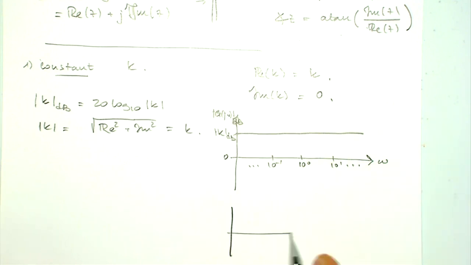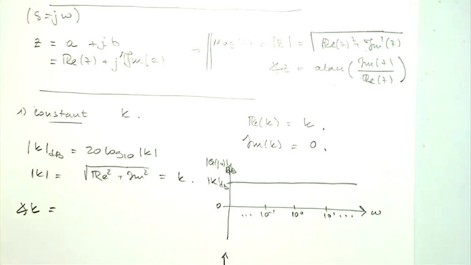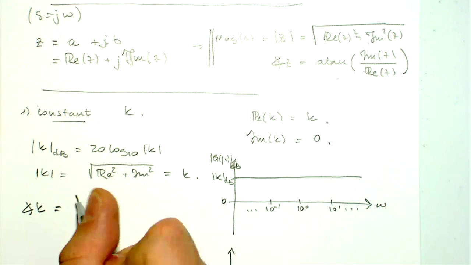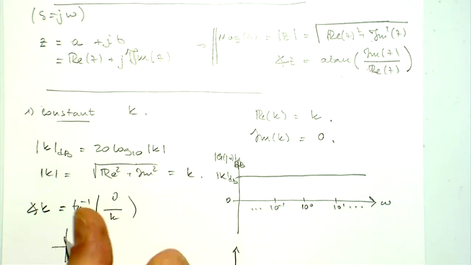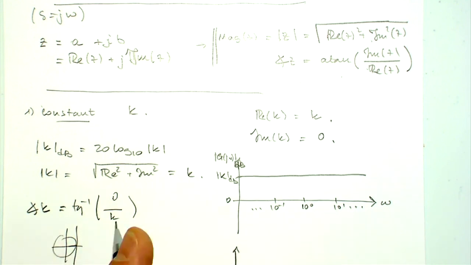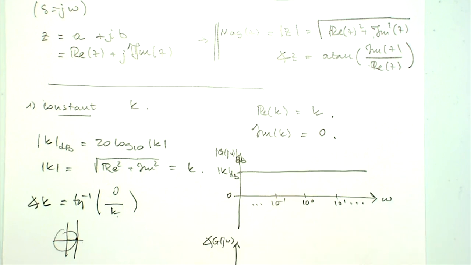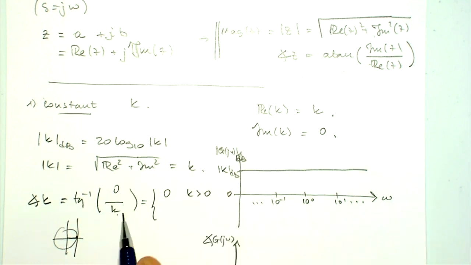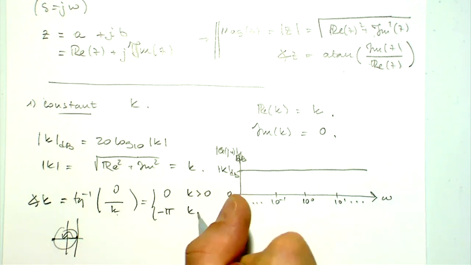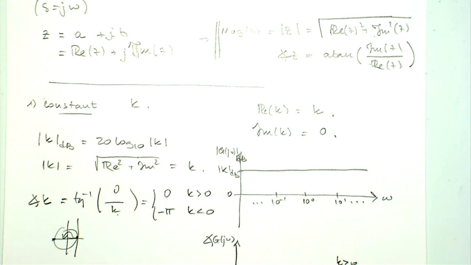Let's look at the phase. The phase of k is going to be the arc tangent of the imaginary part over the real part. So it's what? The imaginary part is 0, the real part is k. So what does this mean? What's the angle? If you have a tangent that is at 0, if k is a positive number, then you can say this is the phase of j omega. If k is positive, then you have 0. If k is instead negative, then you have to take this other angle here, and it's minus pi. So it's either 0 across all frequencies when k is bigger than 0, or it's minus pi if k is smaller than 0. So this one was easy.